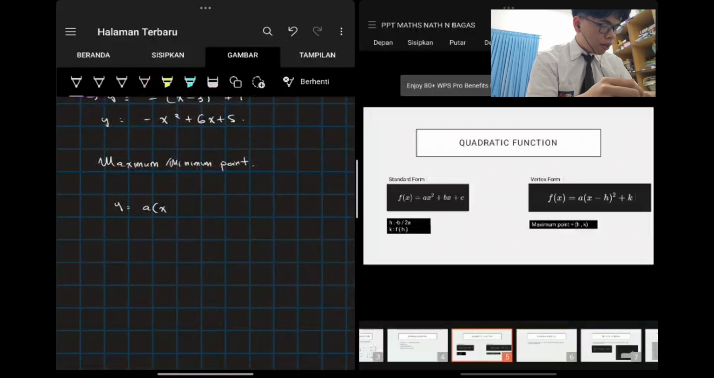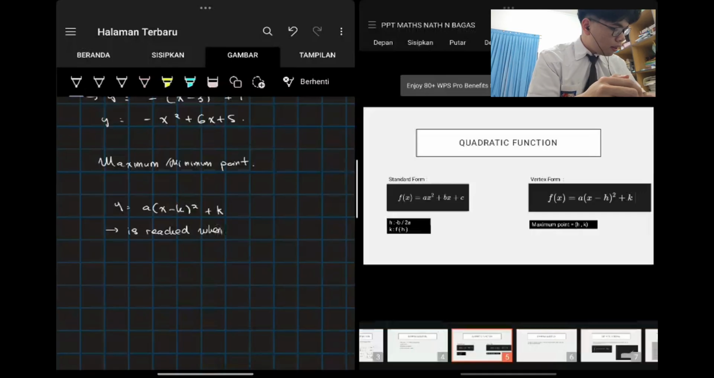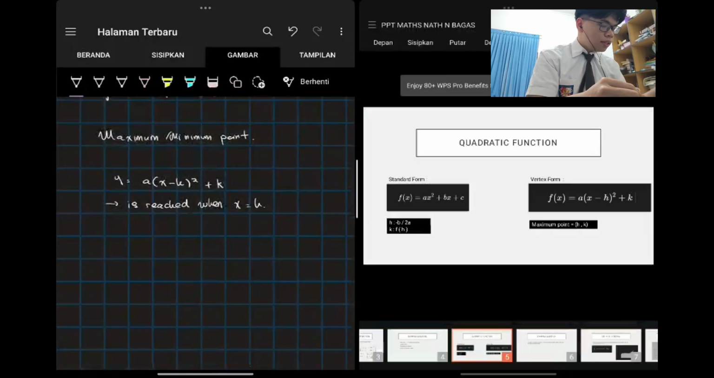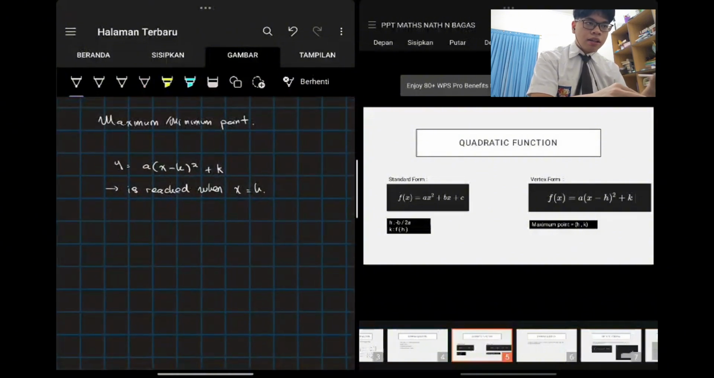with the general formula of a times x minus h squared plus k, is reached when x equals h. So a maximum or a minimum point of a quadratic equation is a unique point which can only be found once in all of the x domain.